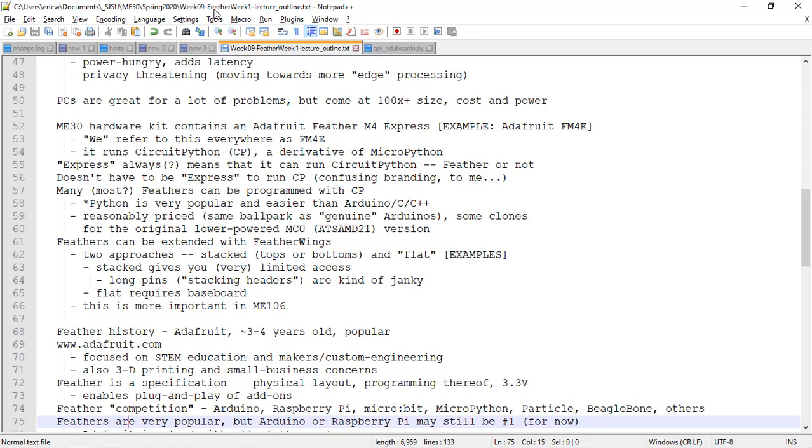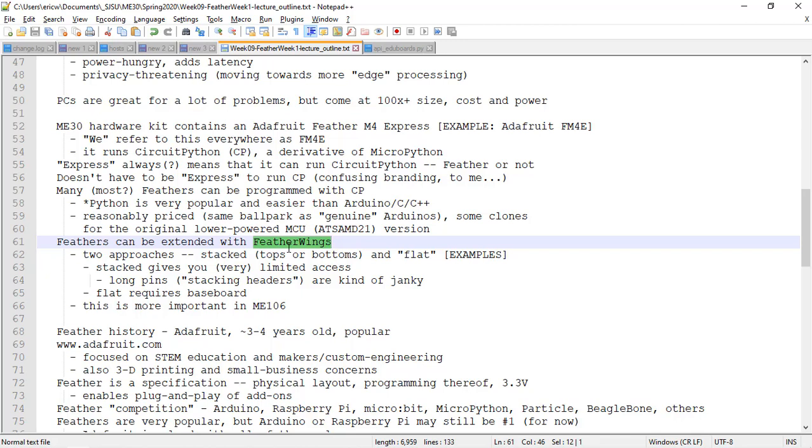So I did have a paragraph here that I talked about during my practice about the different ways that you can connect accessory boards to Feathers. I'm not going to talk about it, but I will talk about Feather Wings. Feather Wings are the cute name that Adafruit gave to accessory boards that plug into Feathers.